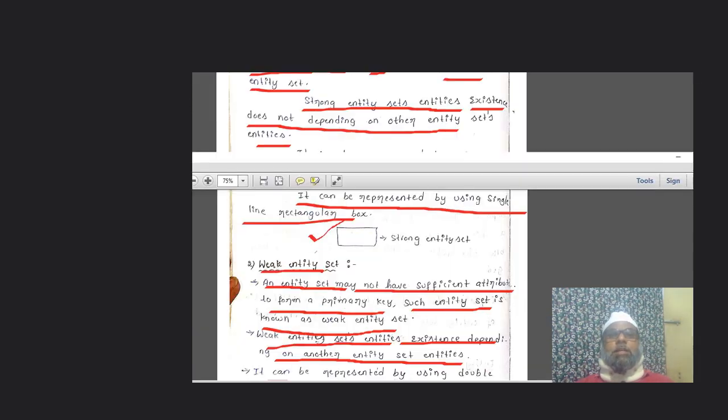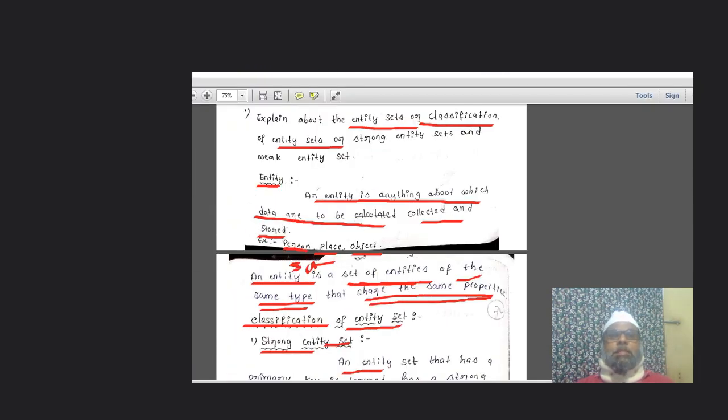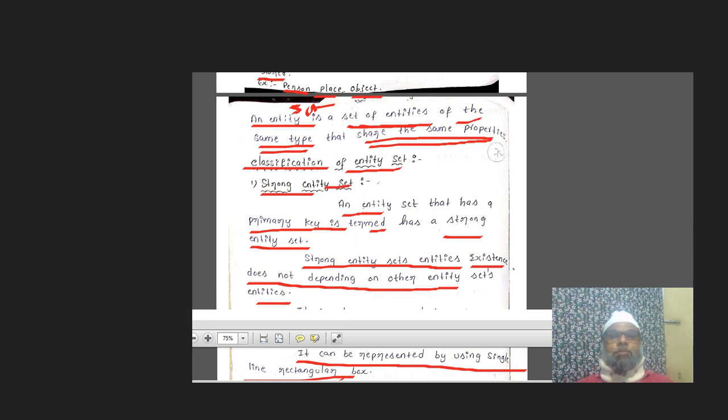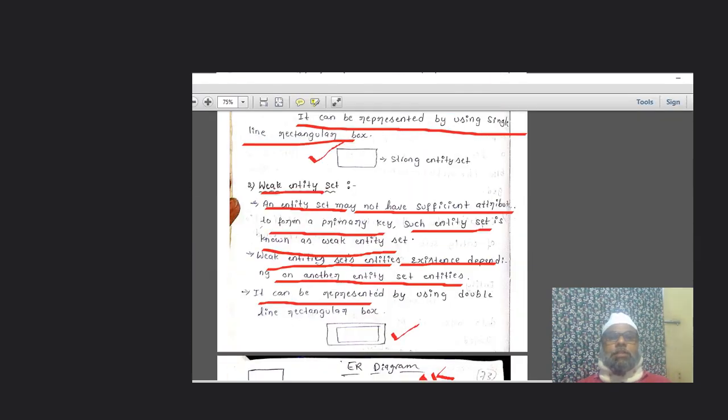A strong entity set is an entity set which has a primary key, and its entities' existence does not depend on another entity set. It is represented by a single line rectangular box. A weak entity set is an entity set which does not have sufficient attributes to form a primary key, and its entities' existence depends on another entity set's entities. It is represented by a double line rectangular box.